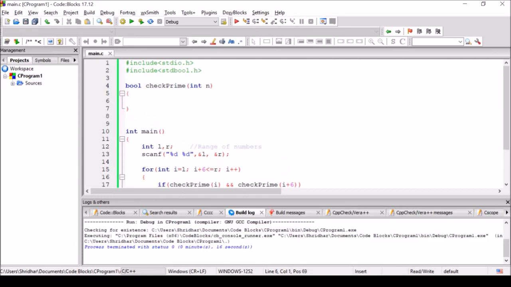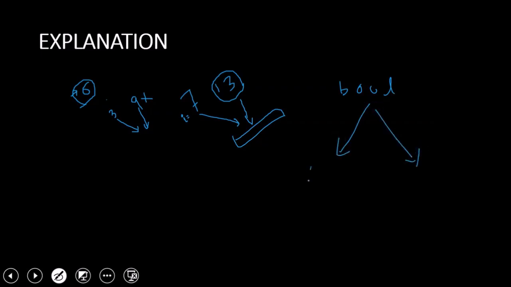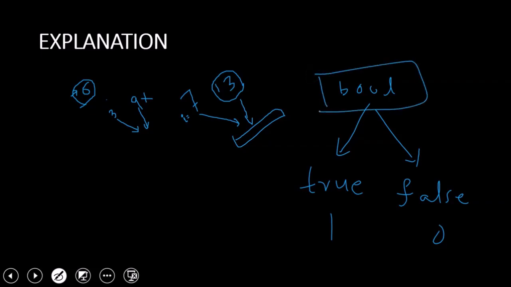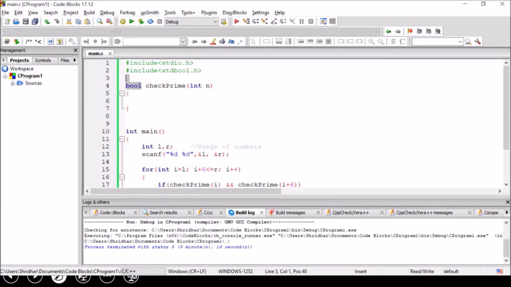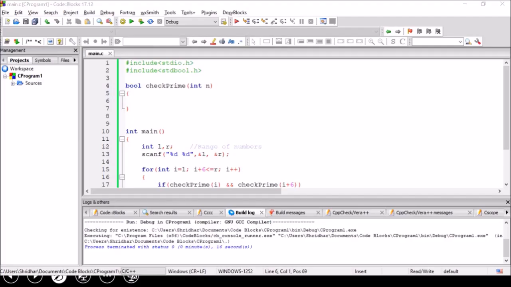So here, what is bool? Bool is a boolean type. A bool will have two possible values. The first one is true, if the value is true. The second one is false, if the value is false. That is 1 or 0. In this check prime function, I'll take a number n, and if it is a prime number I will return true. If it is not a prime number I'll return false. That is why I need this bool, and that is why I need this header file.